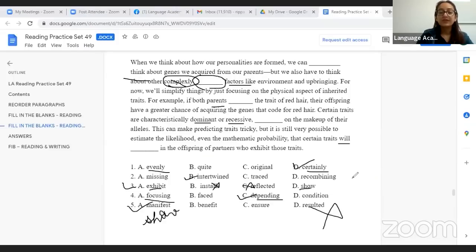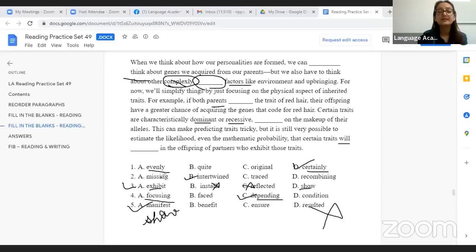The first one, we need an adverb, so it will be we can certainly, surely, think about. We cannot say we think evenly or oddly. Then what kind of factors? Trace is not a kind of factor. Missing, we were not talking about missing factors because environment and upbringing, we do have it in front of us, so we cannot say missing factors. So we are left with intertwined means complex factors, interrelated, interdependent factors.